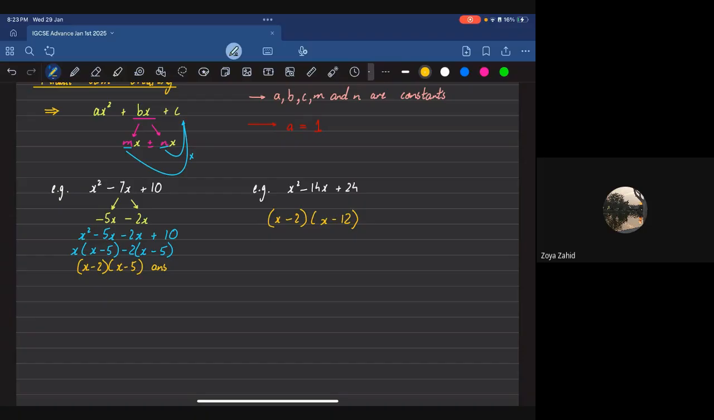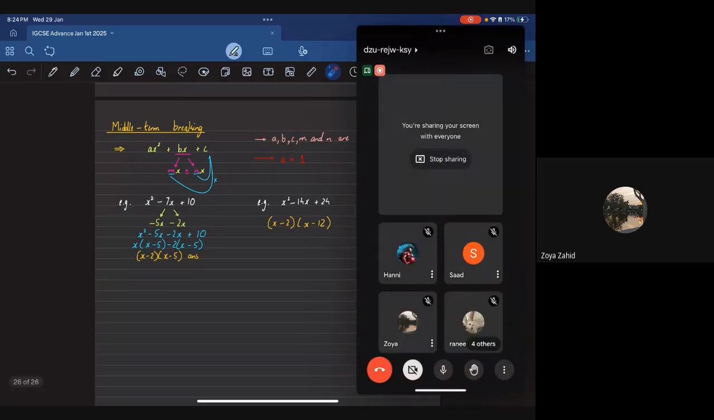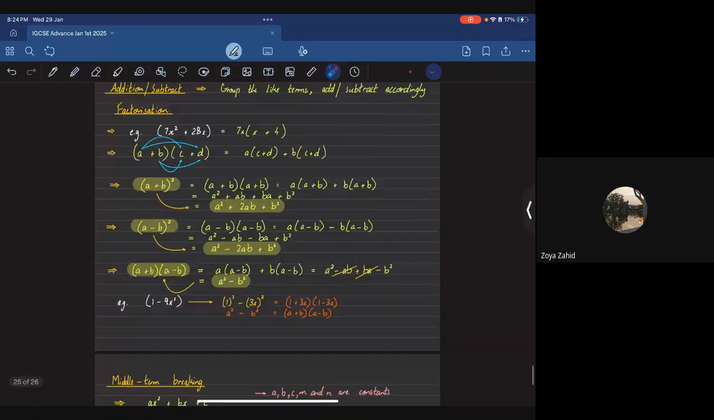So this is fairly simple. I don't think we need to go through many more examples of this because it is completely understandable as to what is happening. You're simply going to break down the middle term into two such terms that if they're added or subtracted, they make up the middle term again, but if they're multiplied together, they make up the third term. Is there anyone who's getting a different answer, or anyone who does not understand this? Let me know. All right. Hopefully, this is clear.